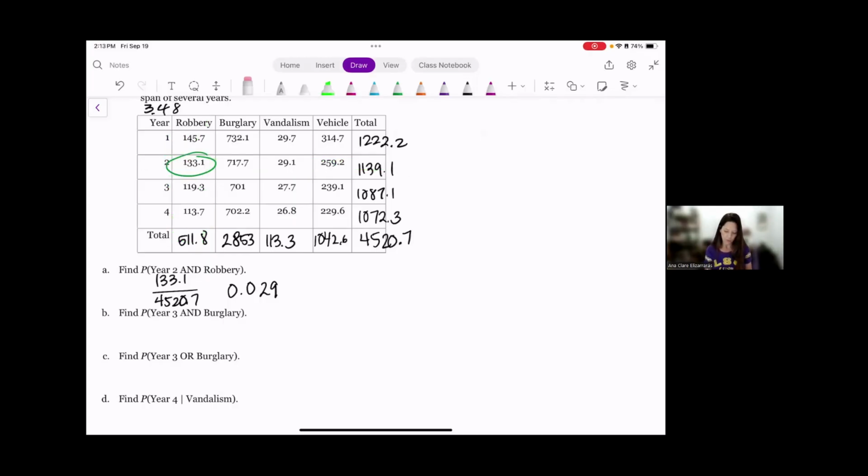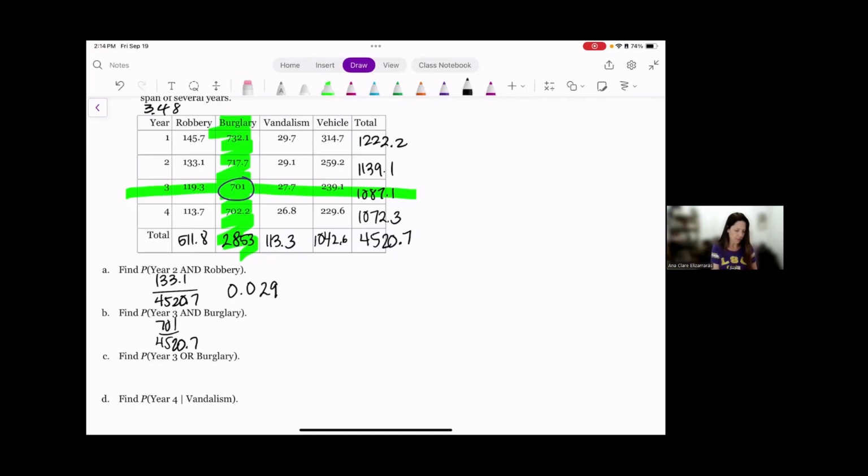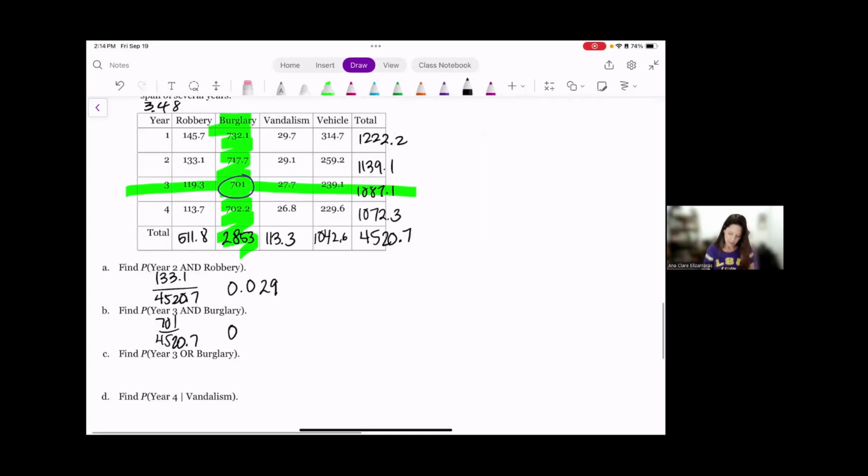Same approach for year 3 and burglary. The burglary is here. Year 3 is here, and it's an and. So they come together at 701 out of 4,520.7. Dividing in my calculator, 701 divided by 4520.7 gives me 0.155, or 155 thousandths if you want to use correct math terminology.